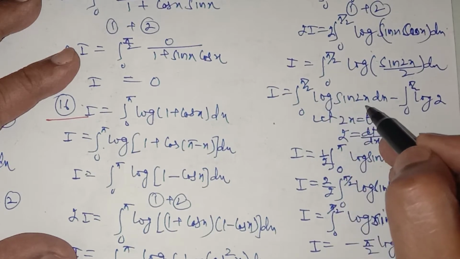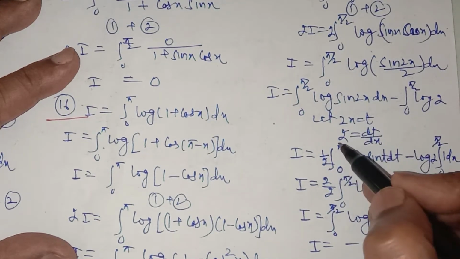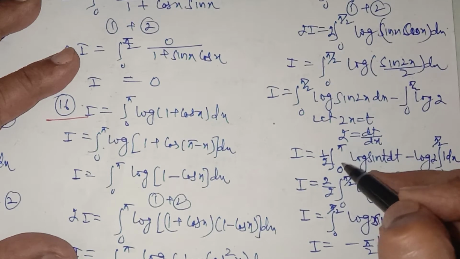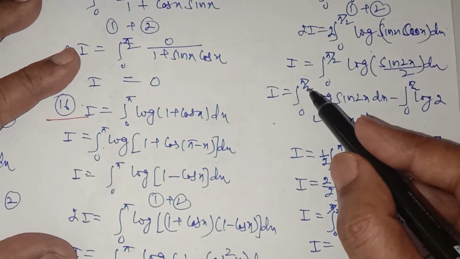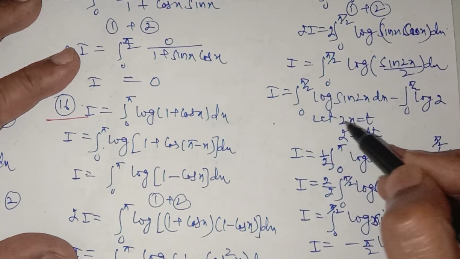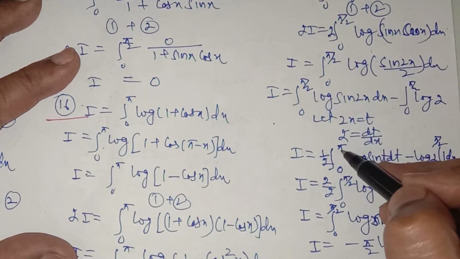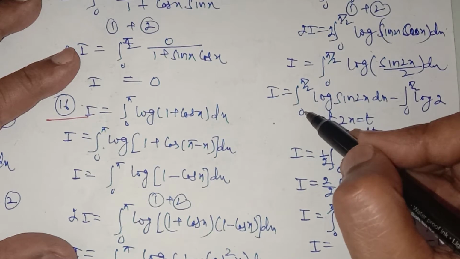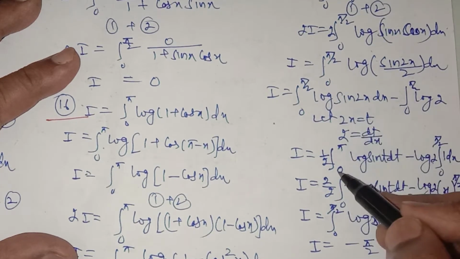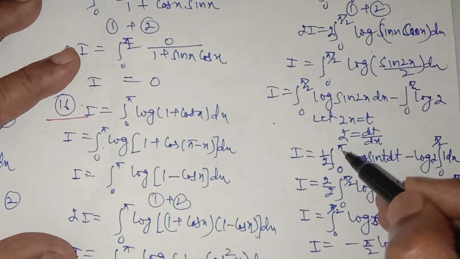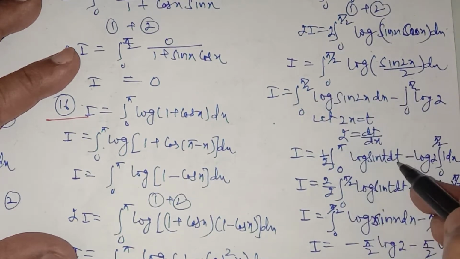Log sin t. Now see the lower limit and the upper limit of this. You know how to convert the lower and upper limits when we have a substitution. The upper limit is pi by 2, and in terms of t it will be 2 into pi by 2, that is pi. The lower limit is 0, and in terms of t it will be 2 into 0, which is 0. So the limits change from 0 to pi by 2 in terms of x to 0 to pi in terms of t.